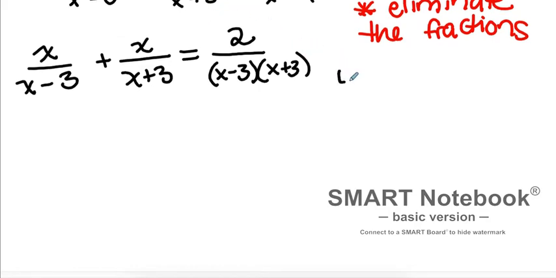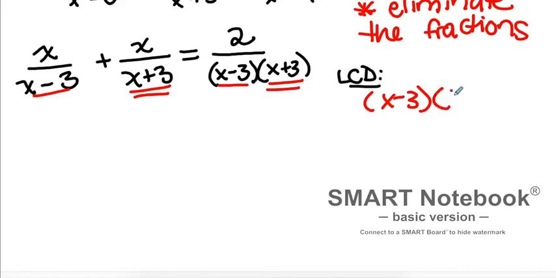Now we're going to find our LCD. I'll do that on the side. Okay, so again, nothing new here. We just need to look at our denominators. So I have an x minus 3 here. I have an x minus 3 here. So I need an x minus 3, and that gets written once here and here. I also have an x plus 3. Okay, so I need that as well. So my LCD is x minus 3 times x plus 3.